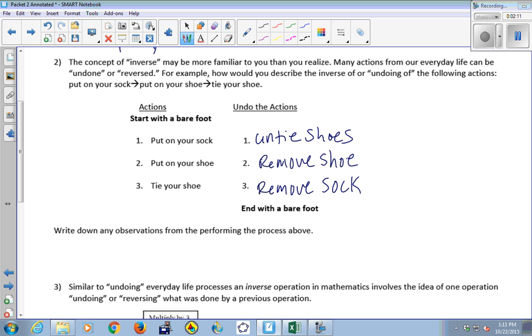Okay. So what do you notice about the order of the things you did versus the things you undid? They're inverse. Yeah, I reversed the order. So it went put on your sock, put on your shoe, tie your shoe. To undo it, you had to do the reverse order to undo it. Okay, so order reversed.